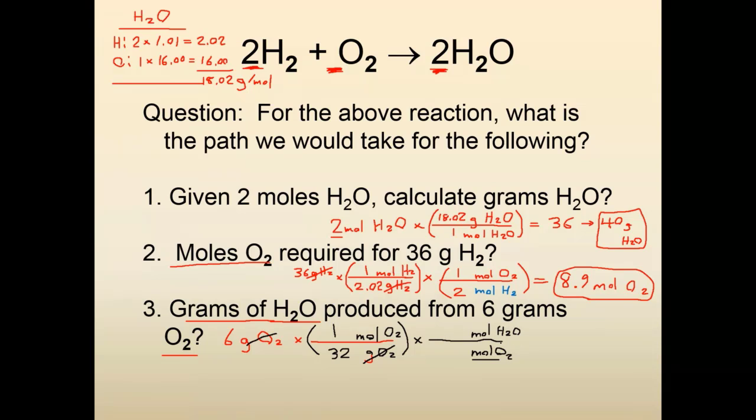So since it's a mole to mole ratio, that means I'm going to have to use my balanced equation. So what numbers go on top and bottom here? 2 H2O and 1 O2. Very good, exactly.